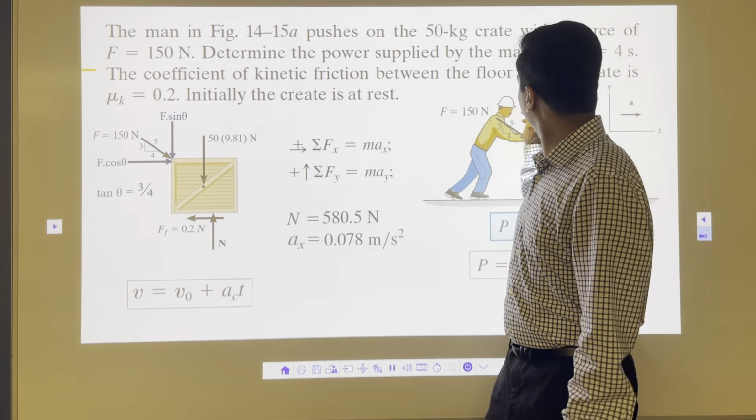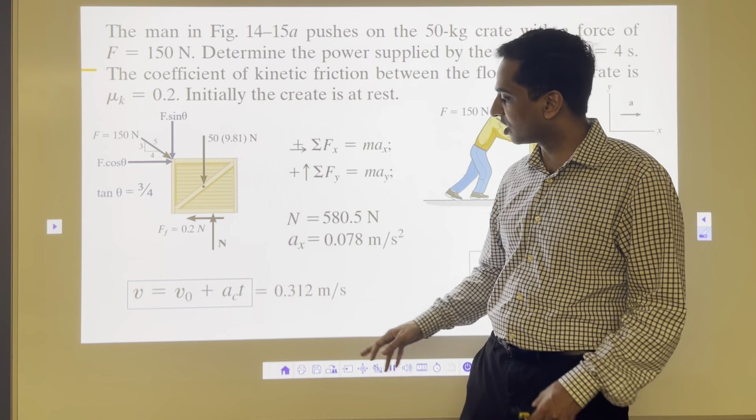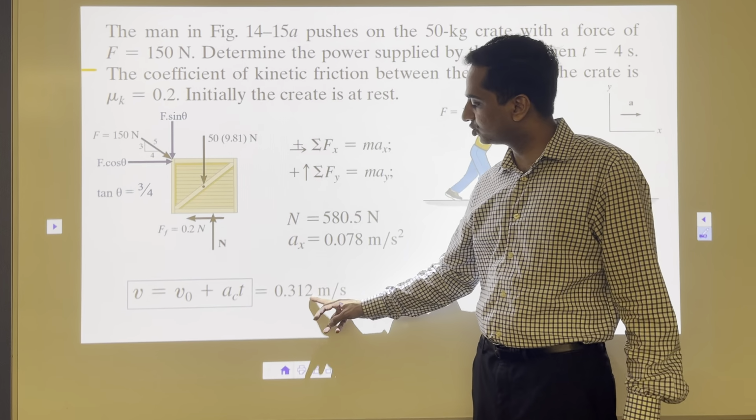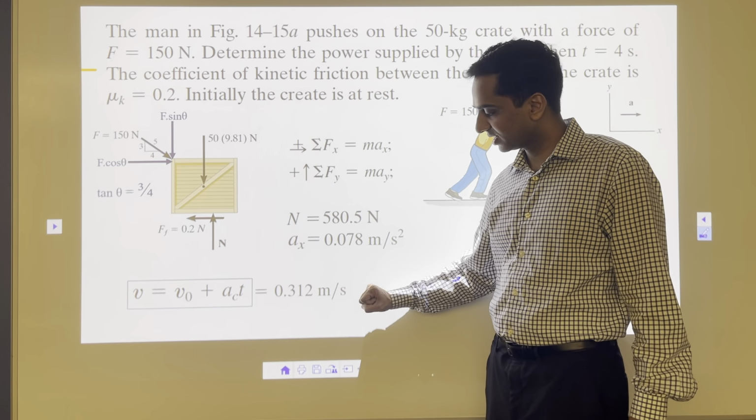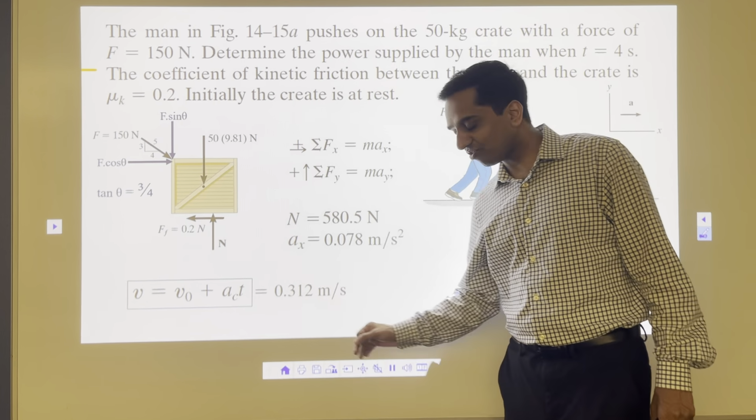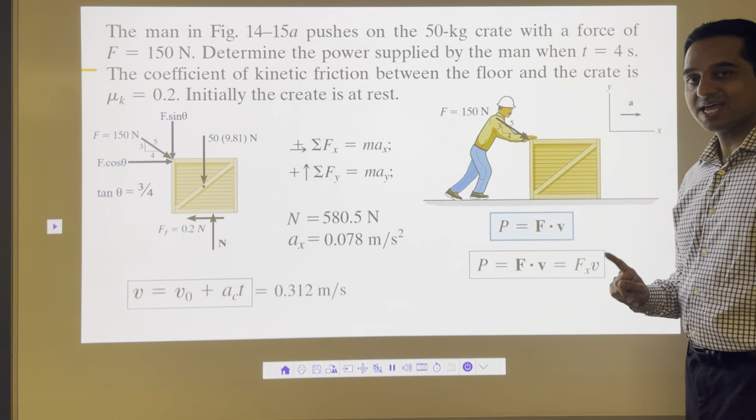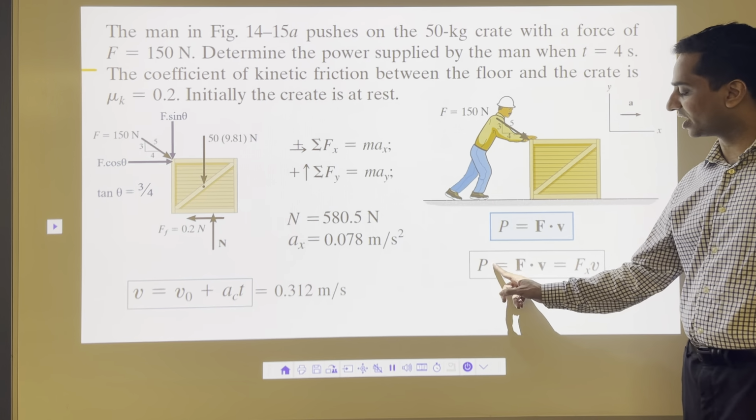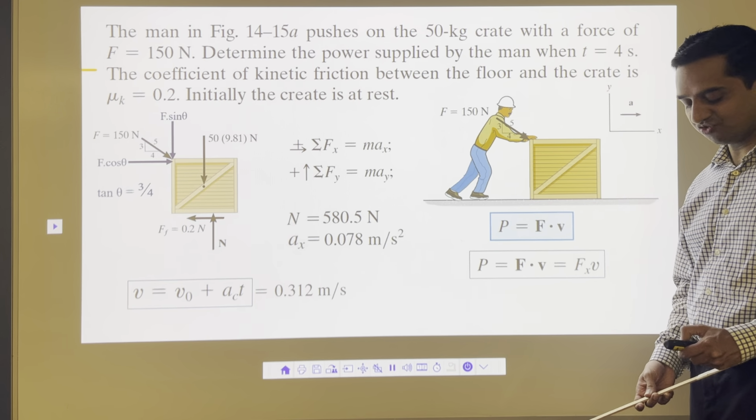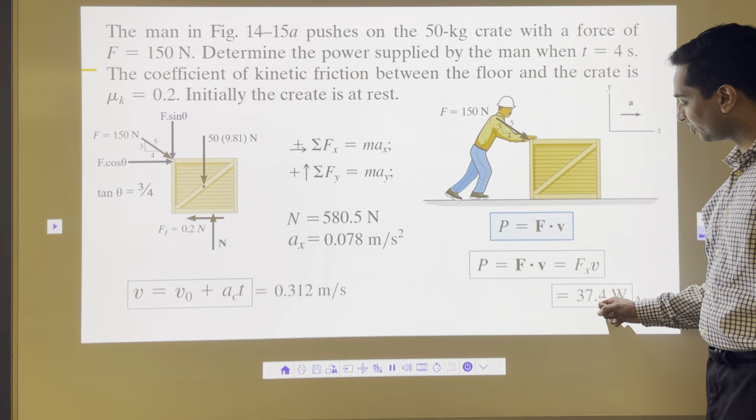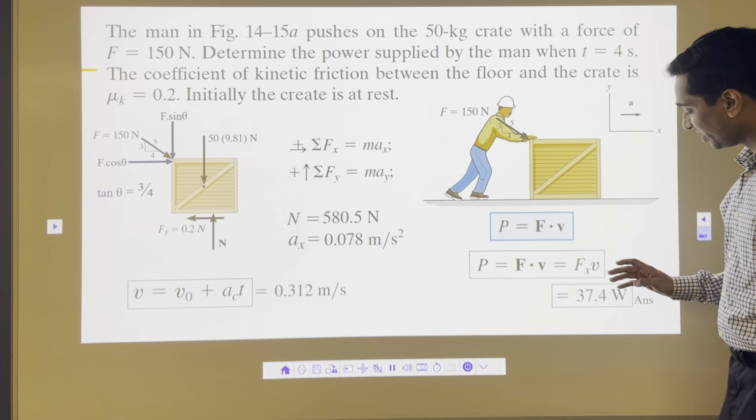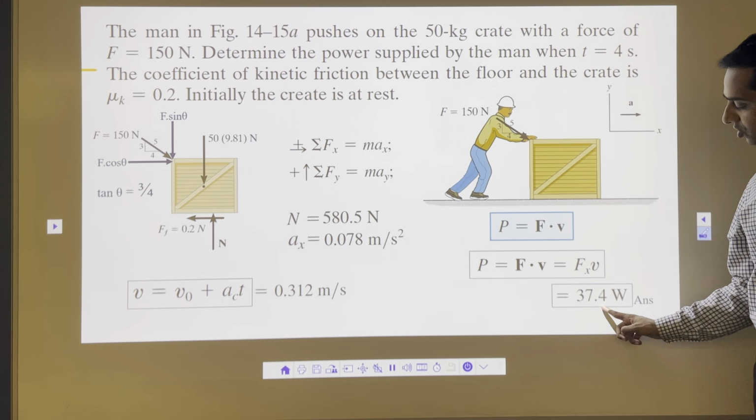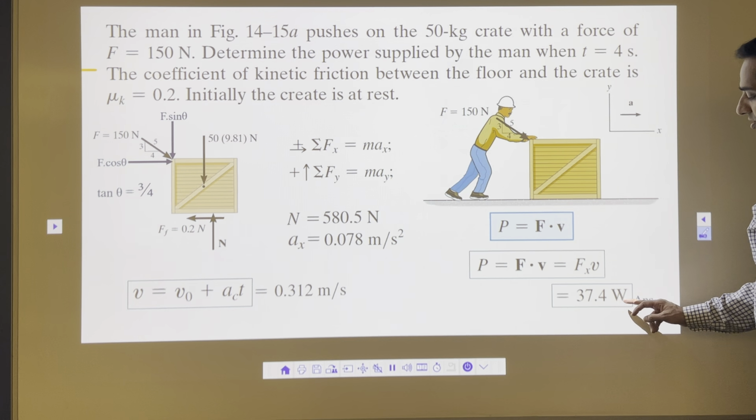So this into time 4 will give me a velocity. Velocity at the 4 second mark is 0.312 meters per second. So I'm going to take this value of velocity and put it here: F cos theta into 0.312, that's my velocity. If I do that, I'll get the final value for the power as 37.4 watts. It means at the 4 second mark, this man is applying 37.4 watts.